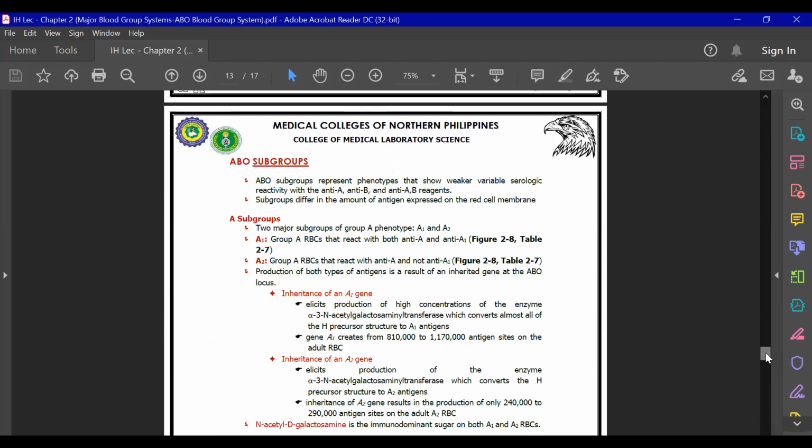For your A subgroups, who has the highest number of A antigens? The red cell having the highest number of A antigen is actually the A1, followed by the A2, and then followed by the A3, followed by AX, and then the fewest class is the AL, A subscript EL.